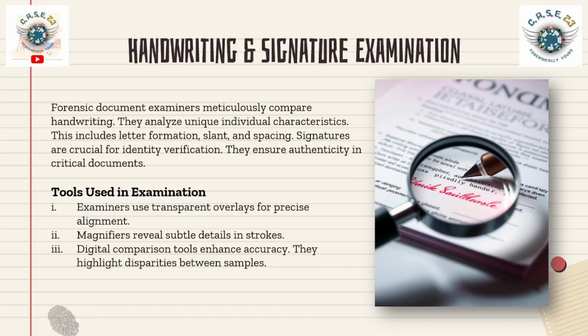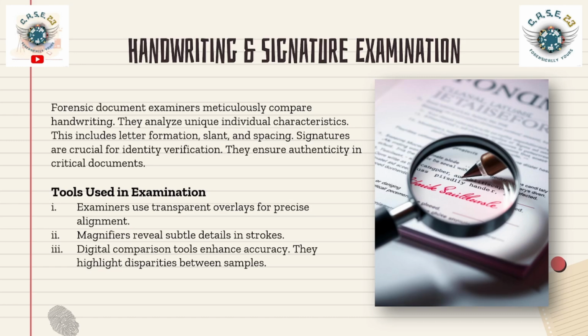So let's move on to the third type, that is handwriting and signature examination. And let me tell you, this is the most common type of analysis done in forensic labs. And I'm sure you have noticed that we all have our own way of writing, like the way we form the letters, the angle of our writing, the spacing between letters. All of these are unique to us. Think of it like the fingerprint of handwriting.